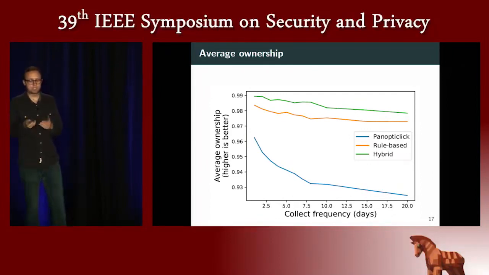And once again, the Panoptic version performs a little worse. It is more impacted by the collect frequency. When the collect frequency is around 1 day, it has an ownership of around 96%, and the ownership goes down to 93%.